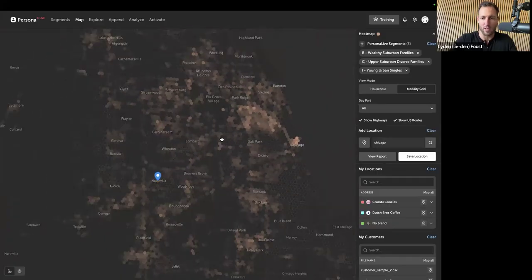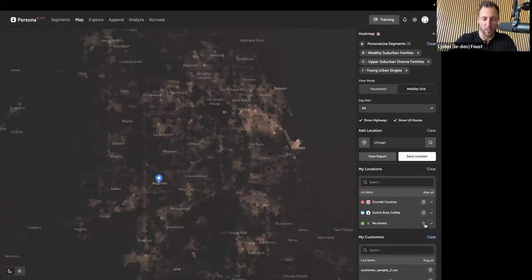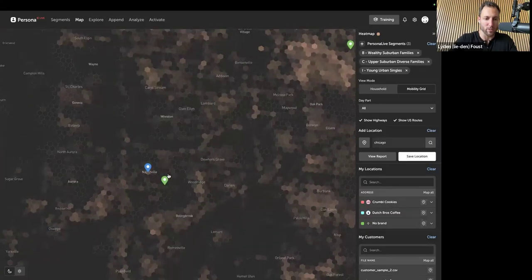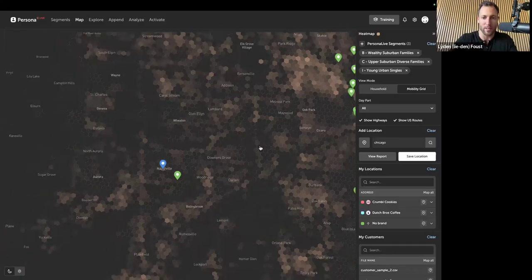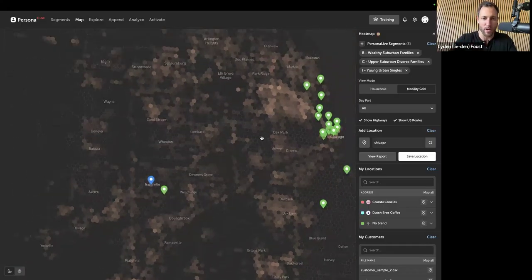And I thought this was interesting as well. There's a lot of Starbucks closings around this area. So I'm just going to visualize all the Starbucks that are closing. One of the Starbucks is closing right near that area. So hopefully, and this is just happenstance, a lucky coincidence, Dutch Brothers will be able to capture some of that traffic.